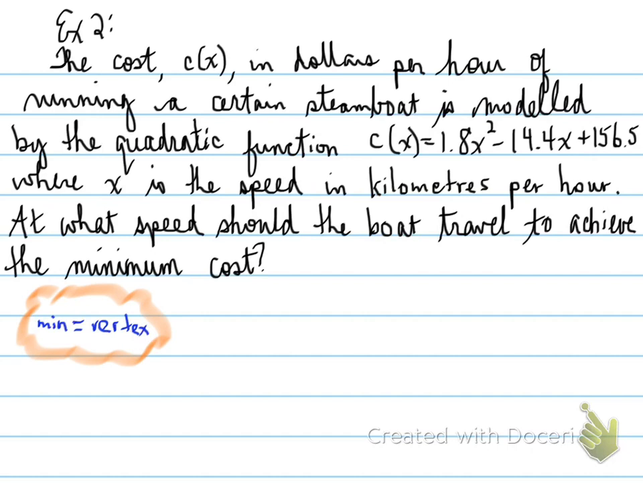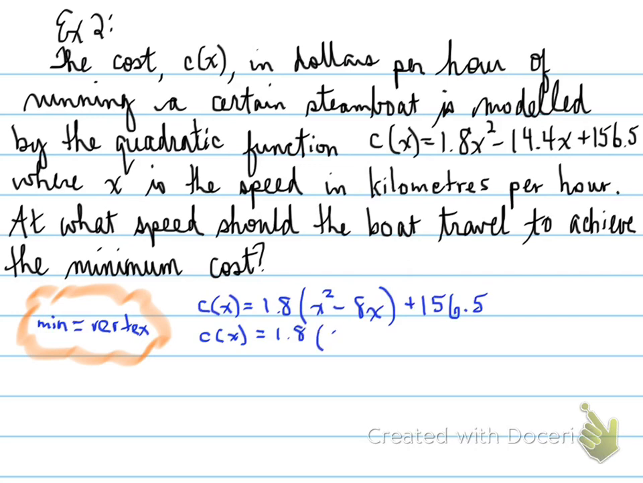That means we're going to have to put this equation into vertex form. That is, C at x is equal to all of this equation, and we have to remove the 1.8, the a value. That must always be removed from the terms with the variable. So you have x squared minus 14.4 divided by 1.8, which is 8x, plus 156.5. C at x equals 1.8 times x minus 4 all squared plus 156.5 minus, now don't forget when you take it on the outside, it's always going to be minus 4 squared times the jacket, plus 156.5.